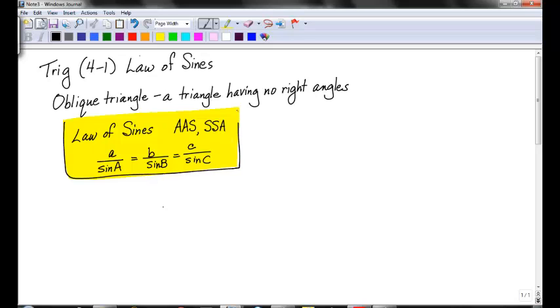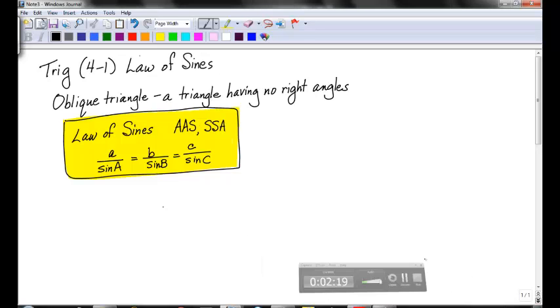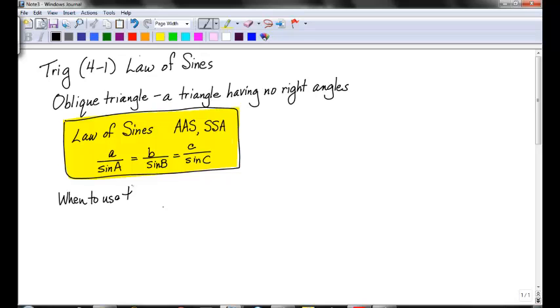Okay? So this is the law of sines. And this is when you use it. Angle, angle, side, side, side, angle. Okay? Okay, so, and we've actually abbreviated it up here, but when to use the law of sines. Number one, when you're given two angles and any side. Okay, and that's the angle, angle, side.